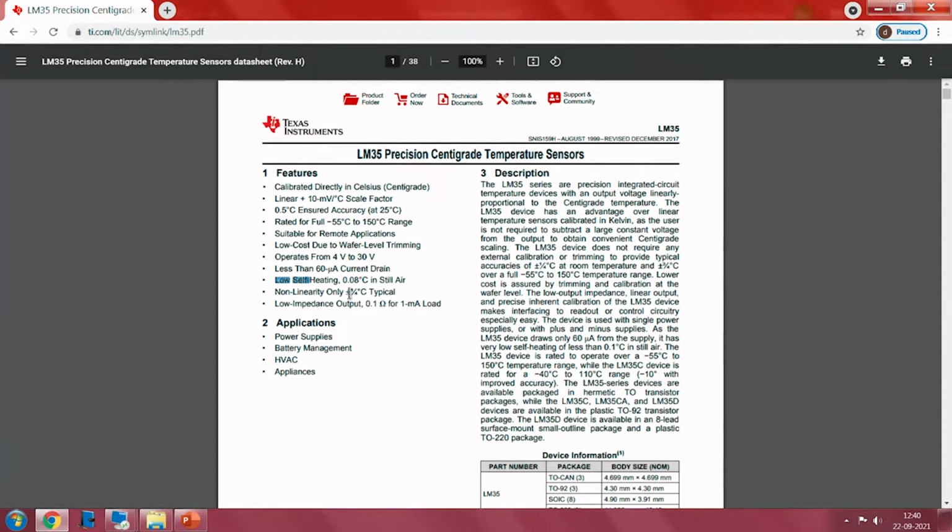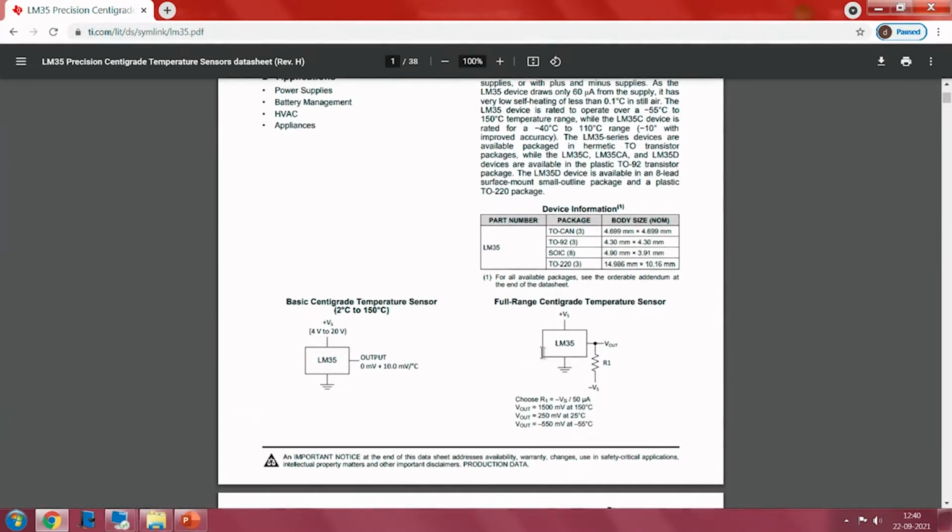The nonlinearity is plus or minus 1/4 of a degree, which is typical, and the output impedance, as you see, is pretty low, which is 0.1 ohm for 1 milliamp of load. These are the applications you can see for what it can be used, and all the other information about the temperature sensor is available. Of course, it depends upon where it has to be mounted, because another important thing is the packaging of the device: where it has to be mounted and what application you are using, everything matters. So depending on that application, there are different packages available.